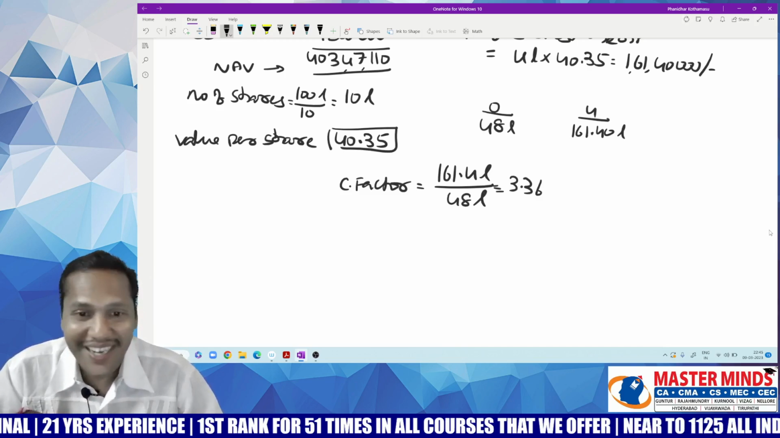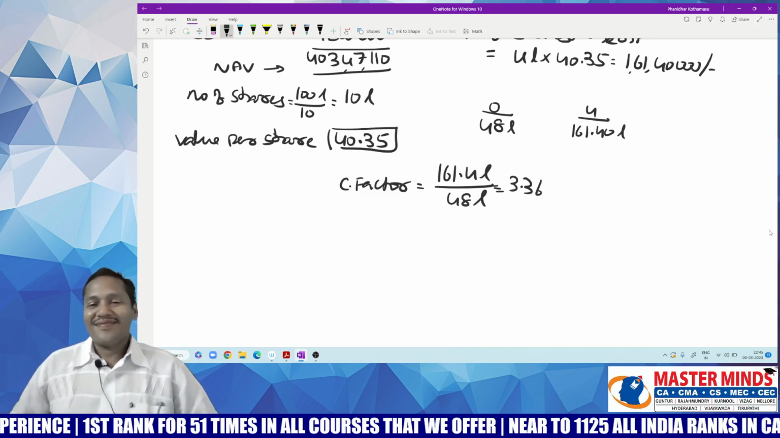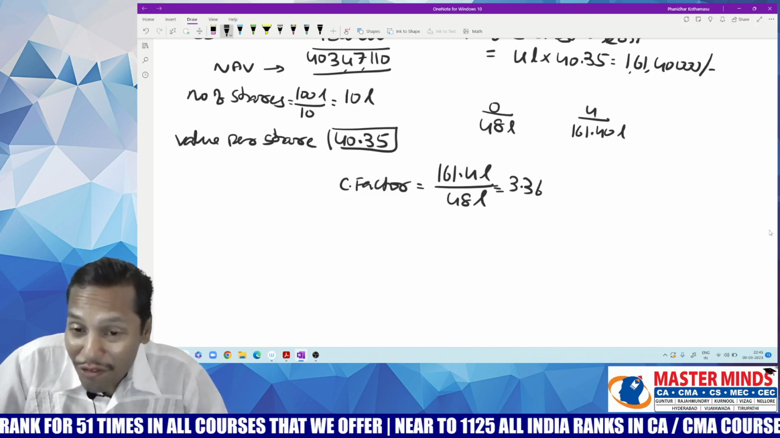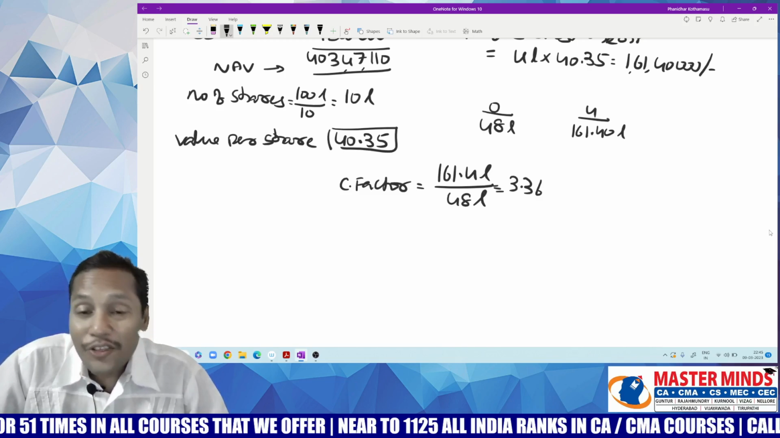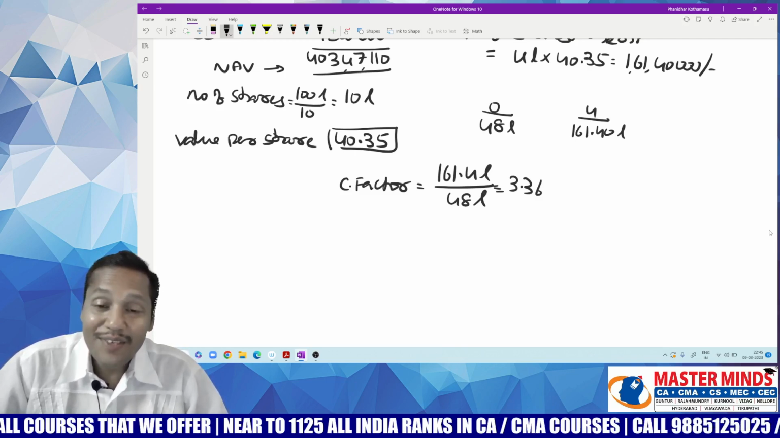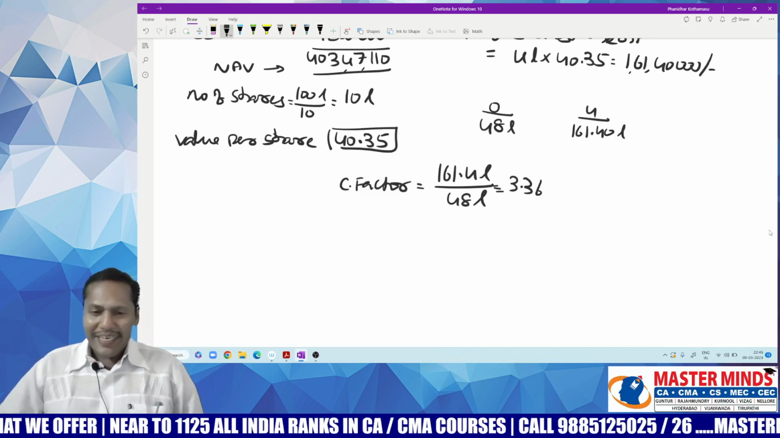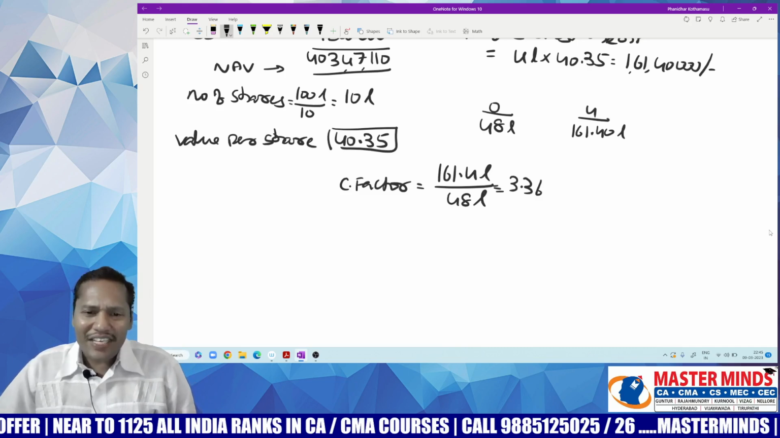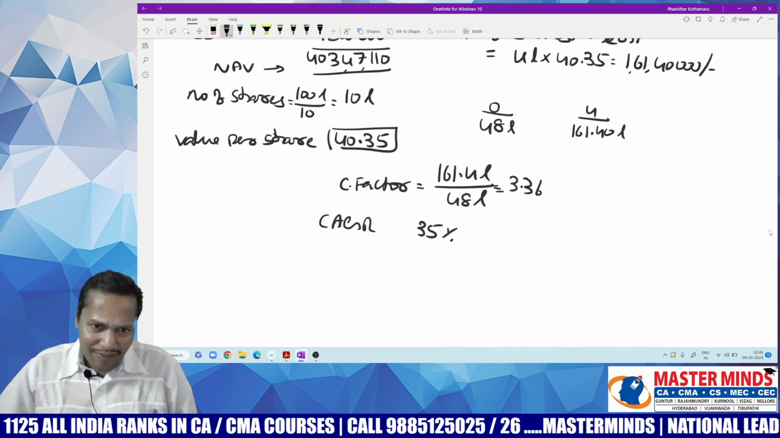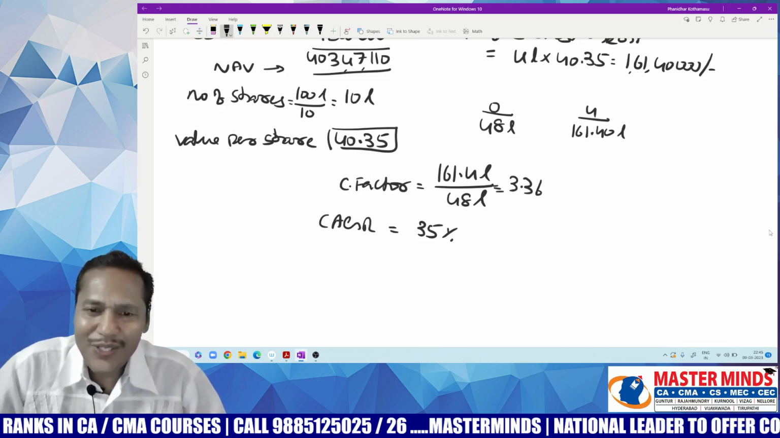Then what is the compounding rate? In the compounding factor table or future value factor table, if you refer to the value for 3.36 for 4 years, it comes to approximately 35%. So the compounded annual growth rate is 35%.